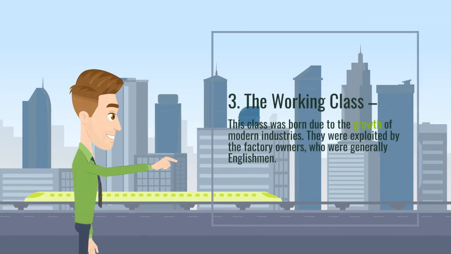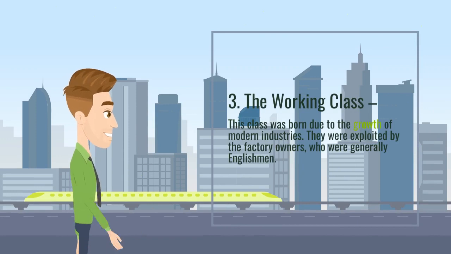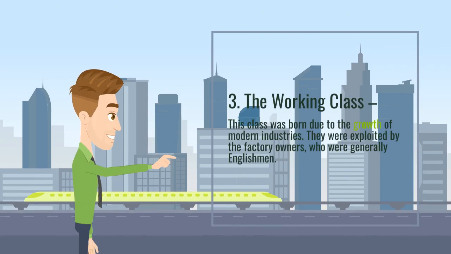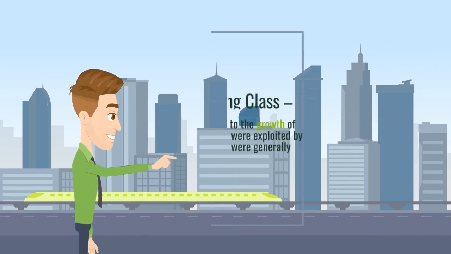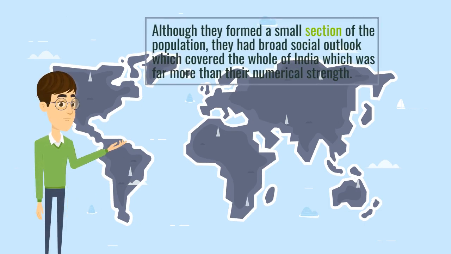3. The working class. This class was born due to the growth of modern industries. They were exploited by the factory owners, who were generally Englishmen. Although they formed a small section of the population, they had a broad social outlook which covered the whole of India, which was far more than their numerical strength.